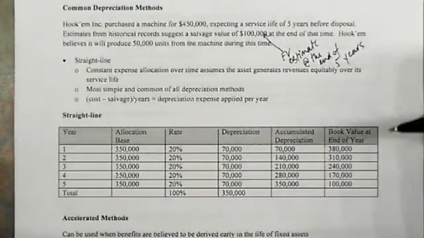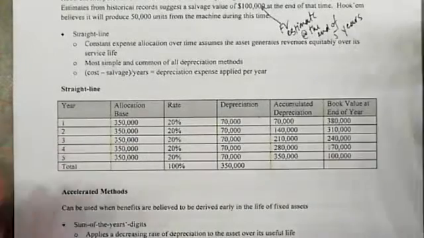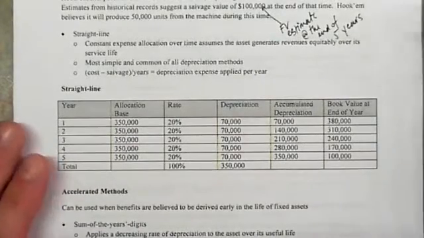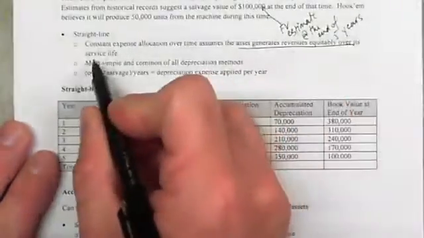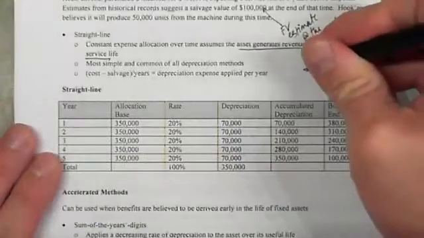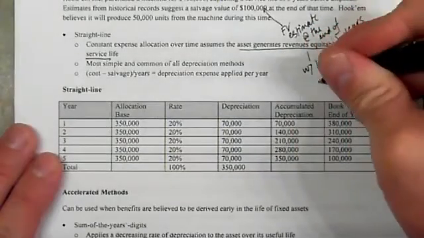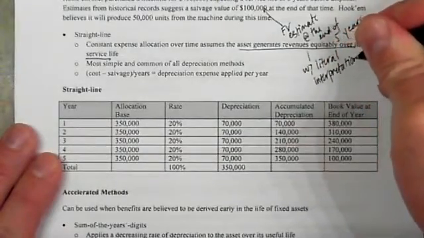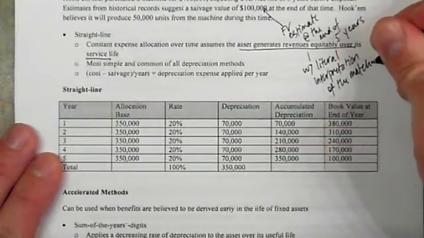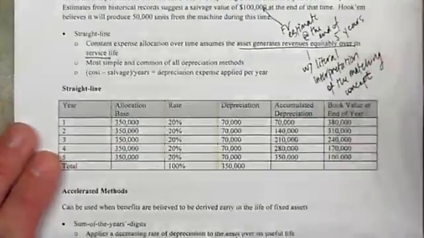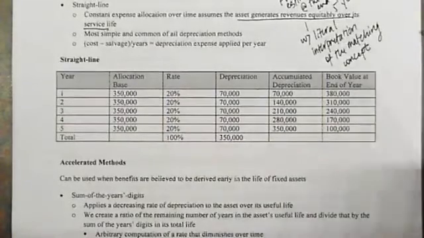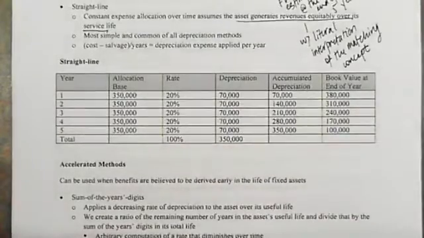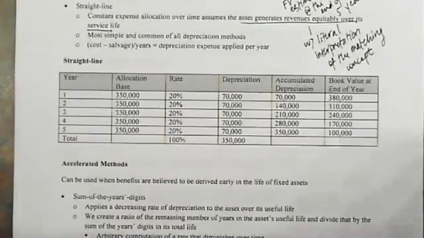So let's look at straight line first. This is the one that you see the most. It is the most prevalent in practice. Constant expense allocation over time generates revenues equitably over the service life. That's just the idea of if we were taking the matching concept literally. But it doesn't necessarily need to be the case. Again, we're just looking for systematic. It doesn't need to actually be true. But theoretically, if we're taking a constant portion of expense over time, then that means that if we're literally following the matching principle, equal revenues are being generated over time.